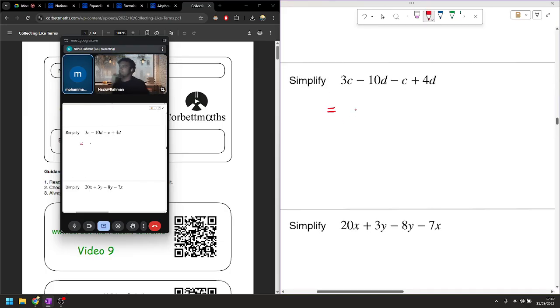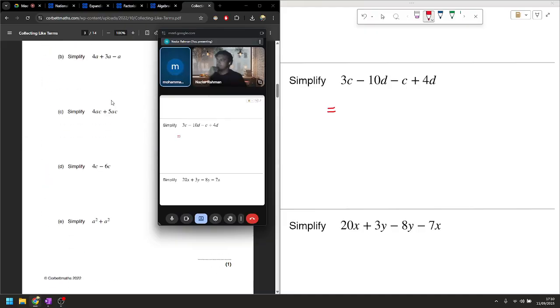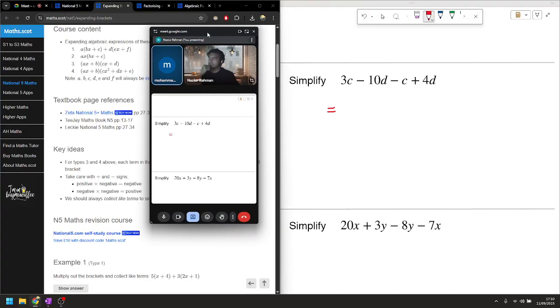Okay. So how do we do this? So 4C. So 3C minus C, 2C. Yep, 2C. And then we have minus 10D plus 4D. So we've got minus 10 plus 4.